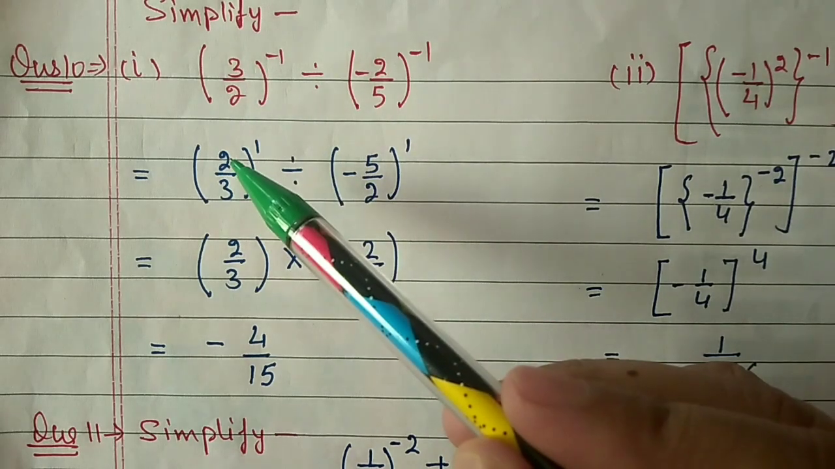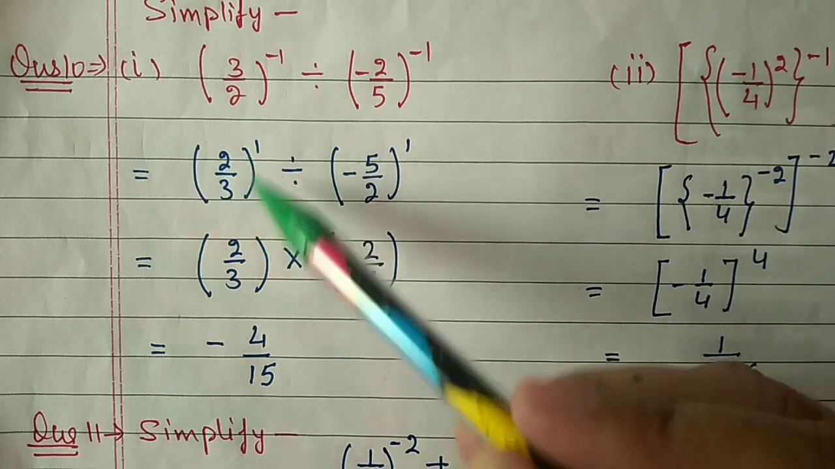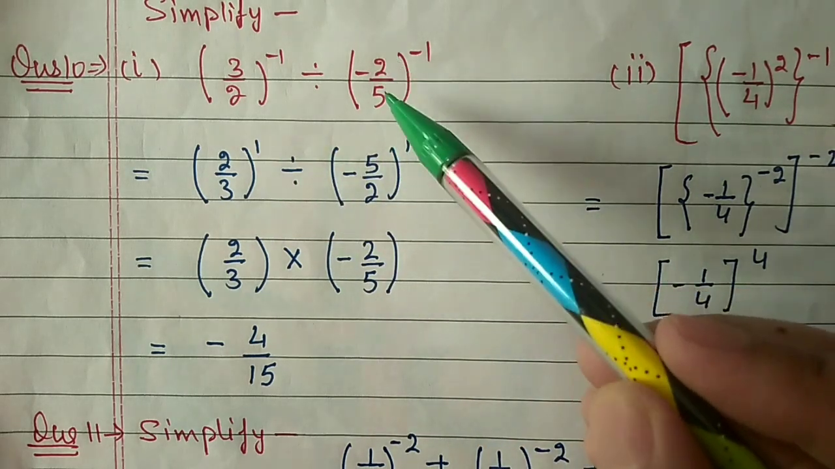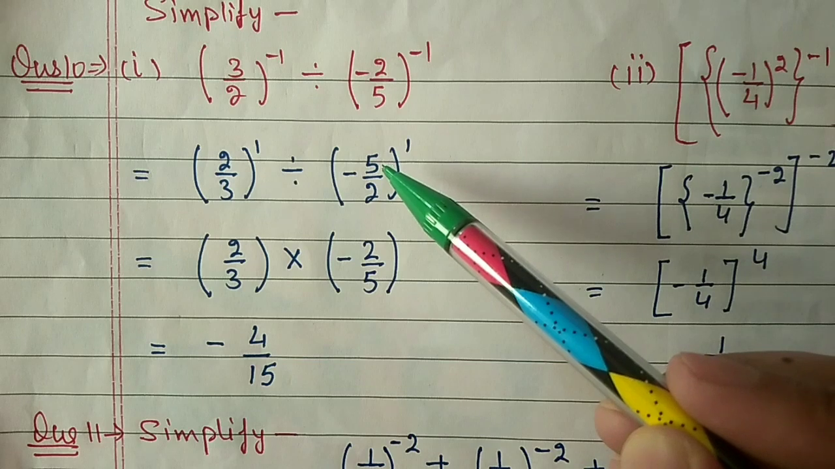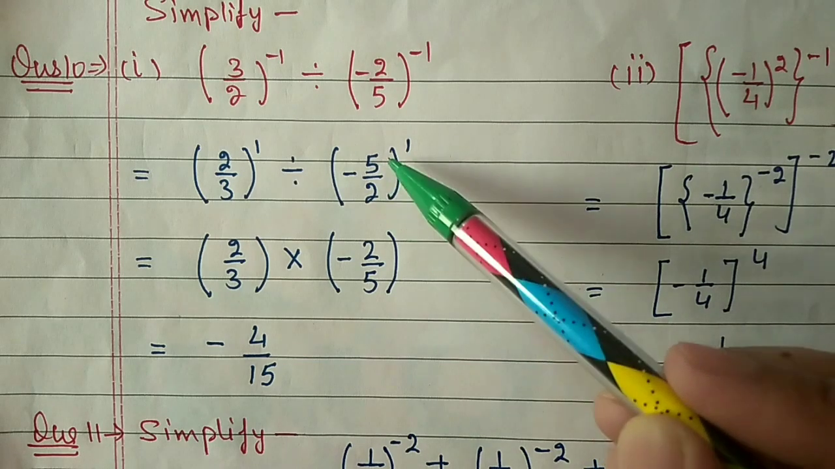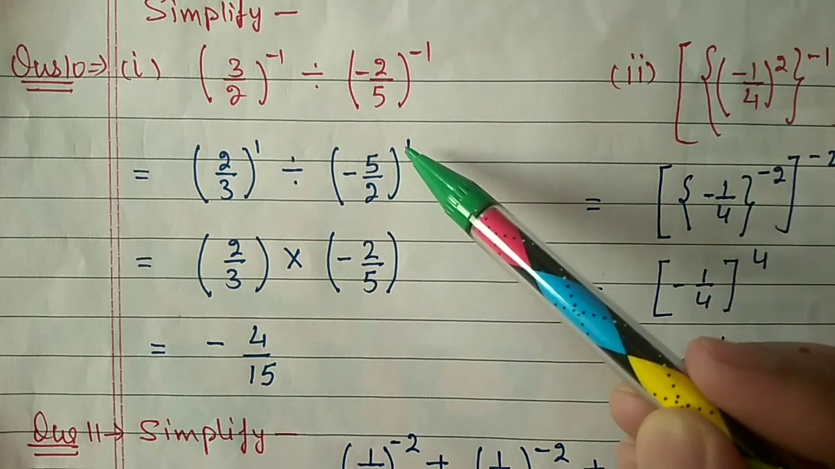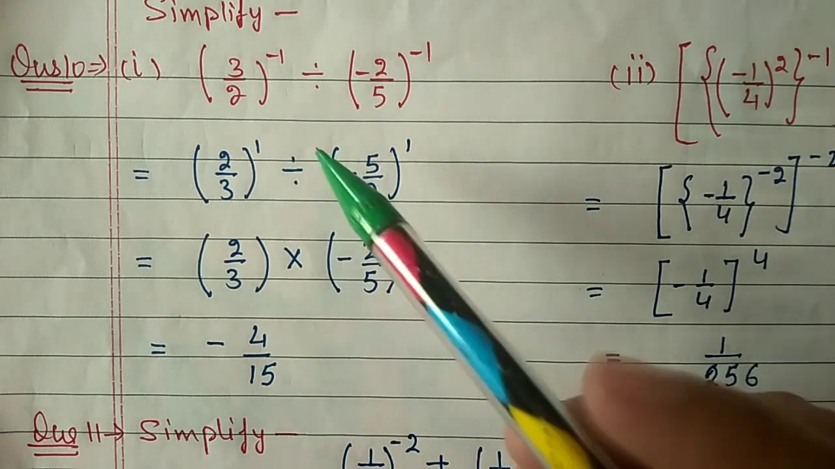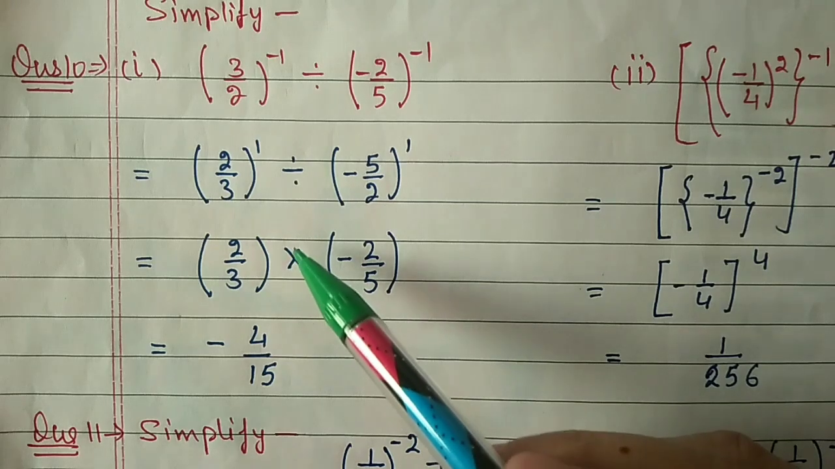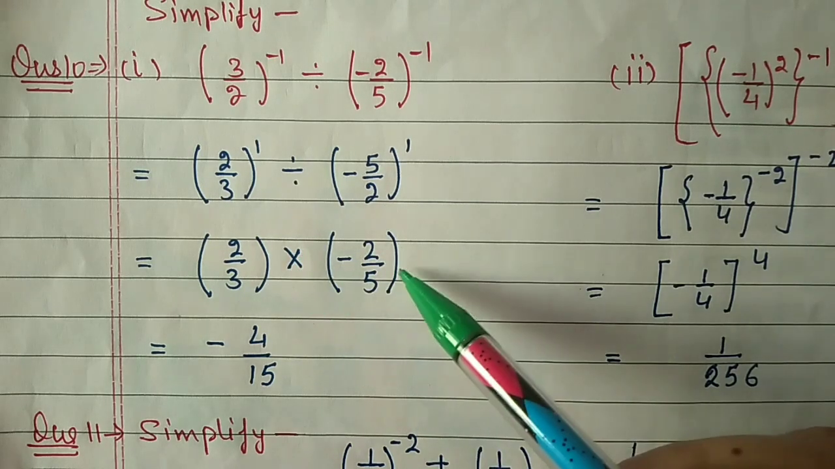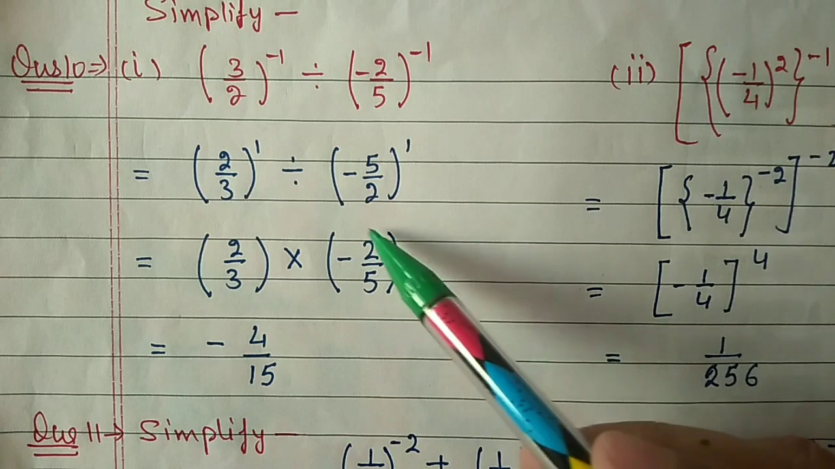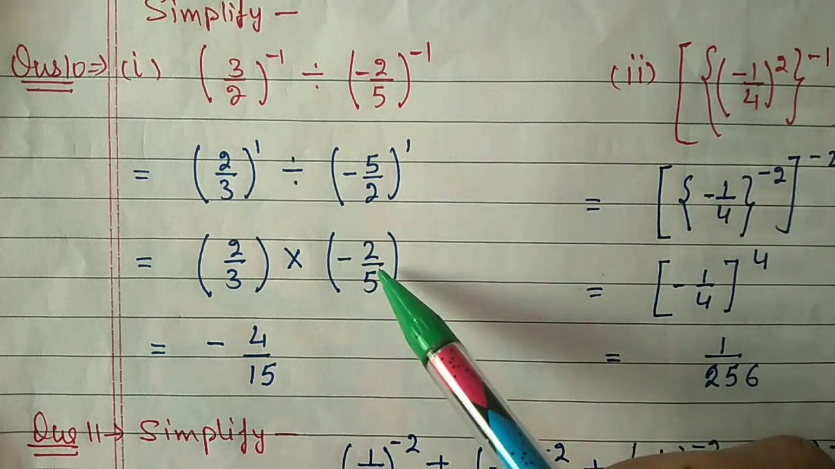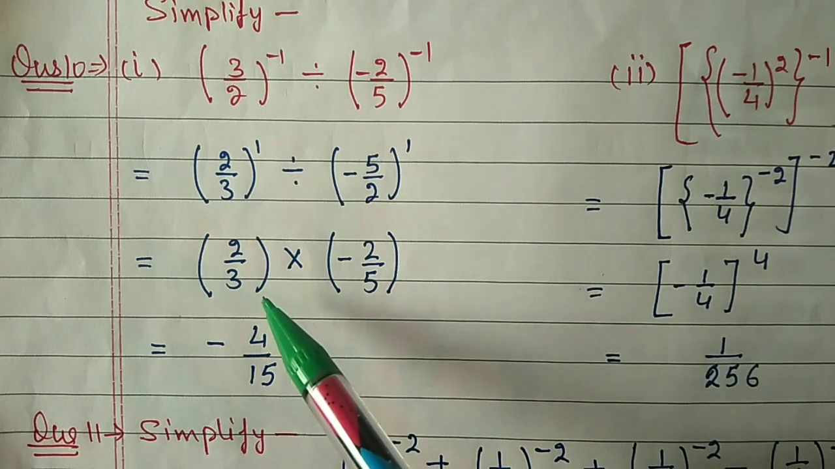To make it positive we have to take the reciprocal of the number. So do the reciprocal of this number, it will become 2 by 3 and the power will become plus 1. Same thing here, minus 2 by 5, do the reciprocal, it will become minus 5 by 2 and the power will become plus. Next step, this division symbol we have to change into multiplication. To convert division into multiplication, again we have to do the reciprocal of the right side number, so it will become minus 2 by 5. After this you can multiply.